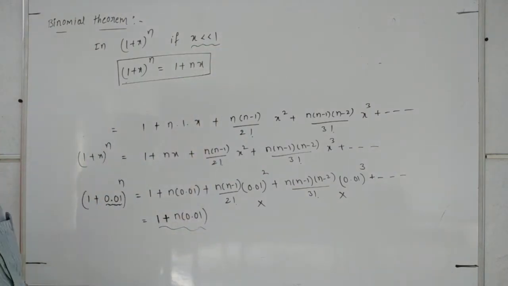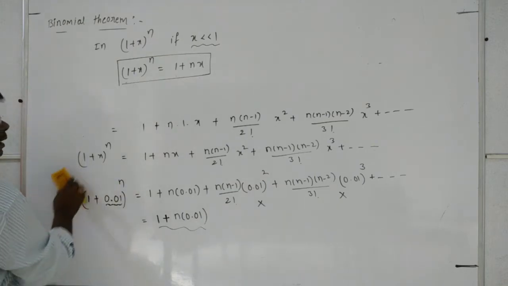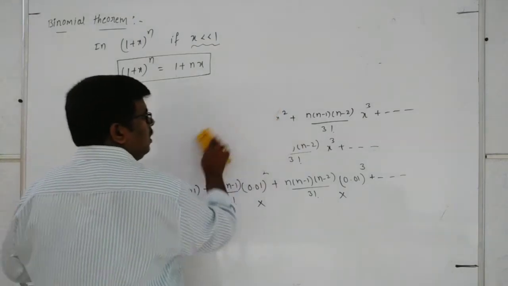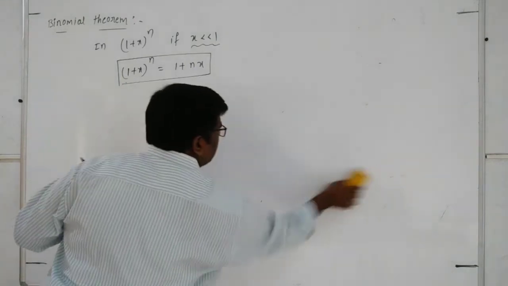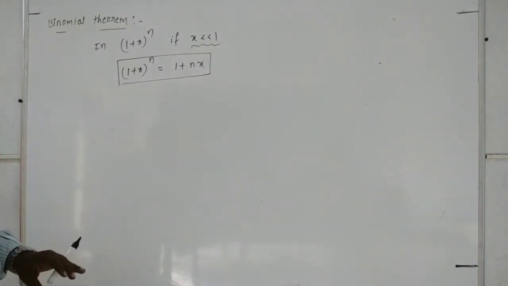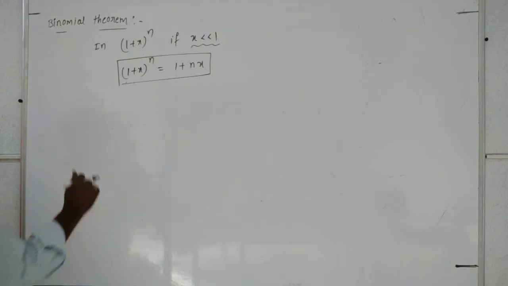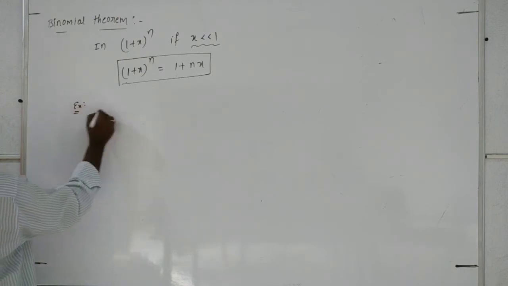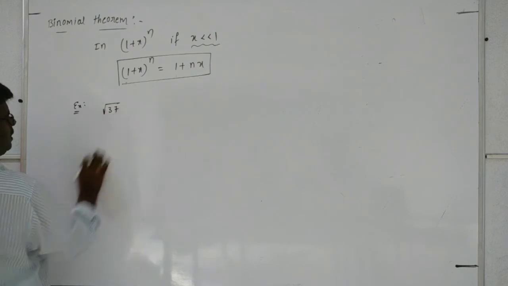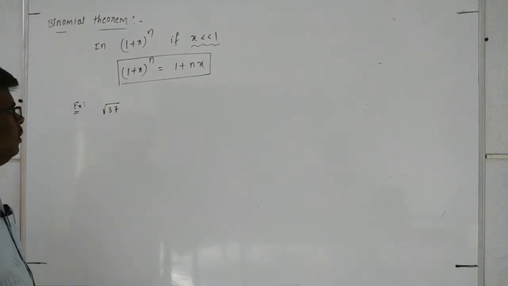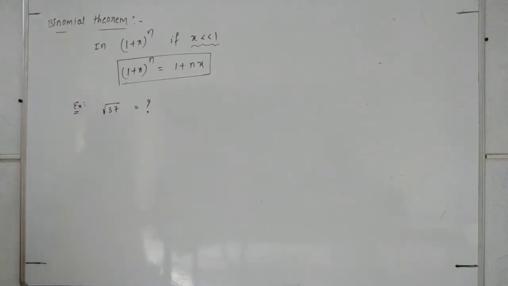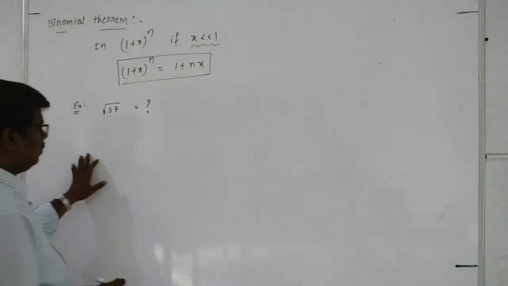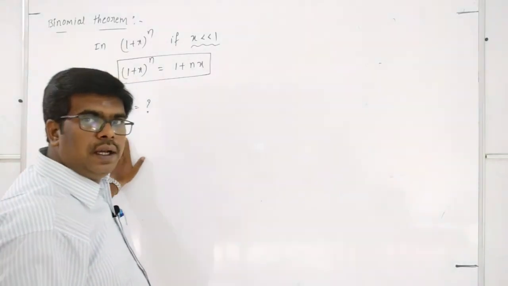So how is it useful for us, you may ask. It is useful in calculations. In physics, let us take one example: I am going to find root 37. So how much is root 37? We need to find it out.